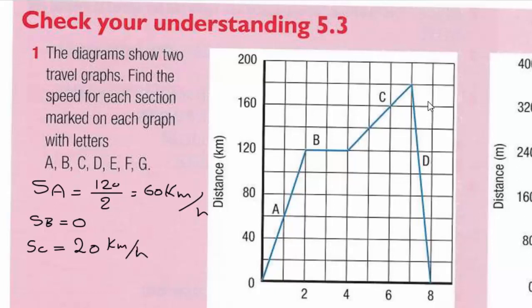For part D, this is 180 kilometers. They went back from 180 all the way to 0, so it means the distance is 180 kilometers and the time is 1 hour. So speed of part D is 180 kilometers, straight away we can say 180 kilometers per hour. The speed of part D is 180 kilometers per hour.